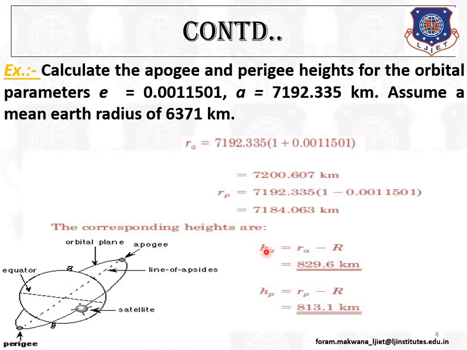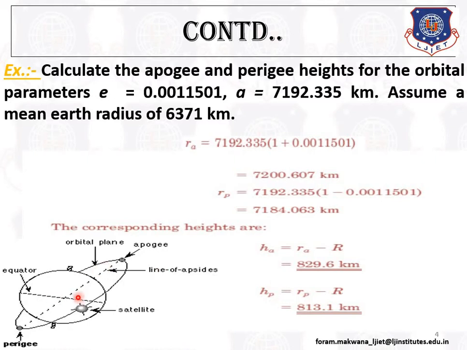So we have the formula: height of apogee is equal to radius of apogee minus radius of earth. We get the value of radius of apogee as this. Simply we have to put this value over here, minus radius of earth, which is given as 6371 kilometer. Then we place both values and subtract them. We get 829.6 kilometer.